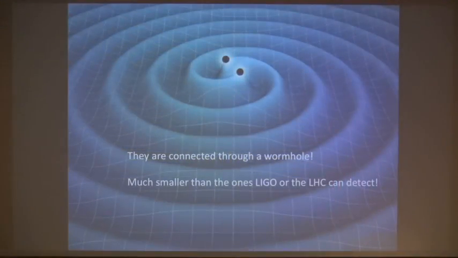And if the standard model is not valid, maybe similar ingredients might be present in the true theory. So the fact that it can exist does not mean that it's easily produced by some natural or artificial process, and we haven't given any concrete procedure on how to produce the solution. So we have these two things that are connected through a wormhole. They are, of course, much smaller than the ones that LIGO or even the LHC can detect, and they are a pair of entangled black holes.